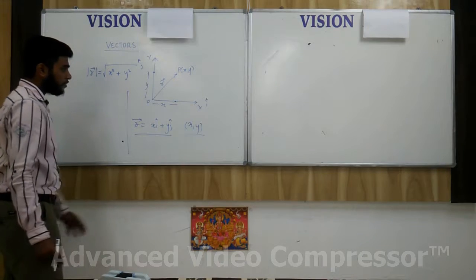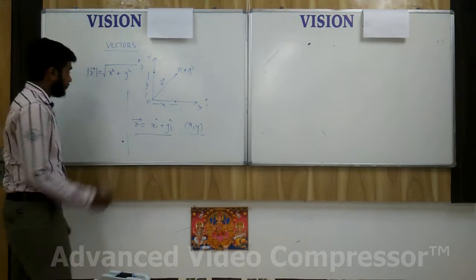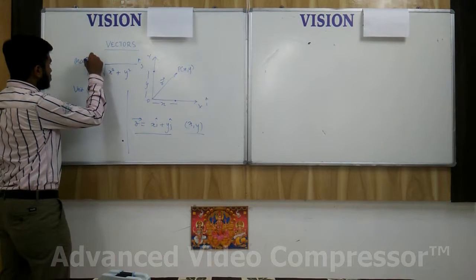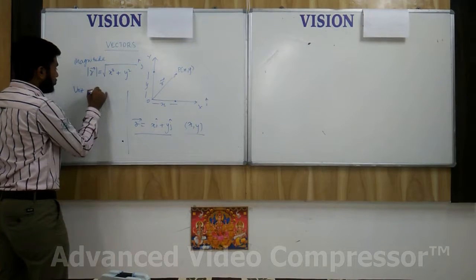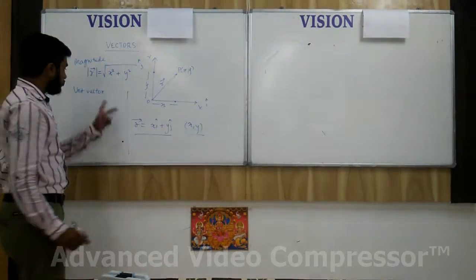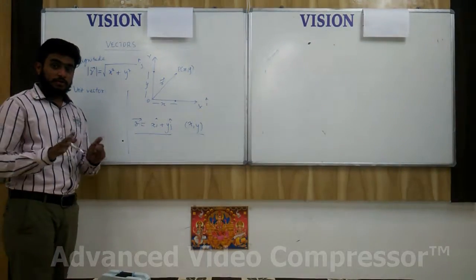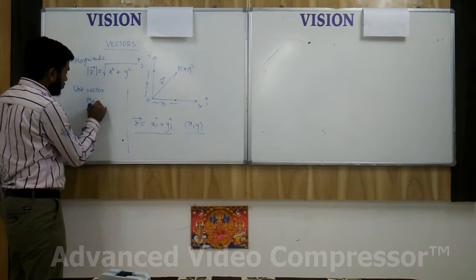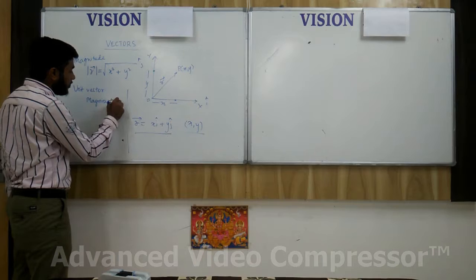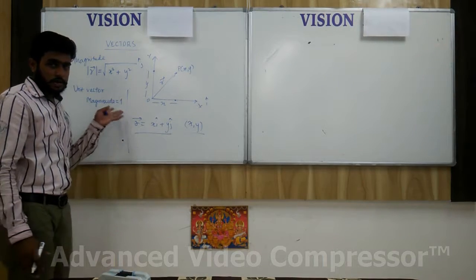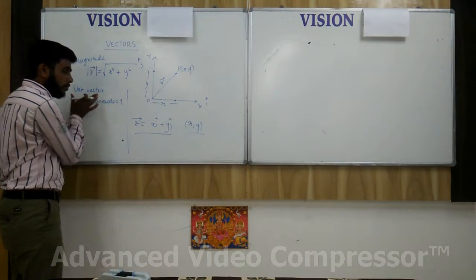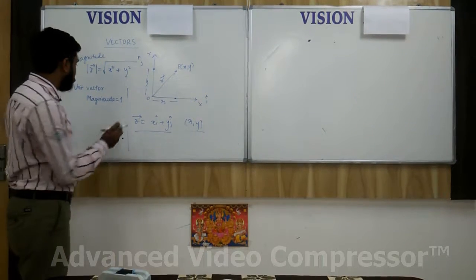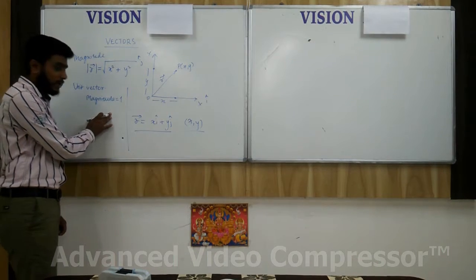Now the question arises, what are these unit vectors? Unit vectors are those vectors in which the magnitude is 1. That's why we call it a unit vector. The magnitude is 1, that is, unity, and the sole requirement of specifying a unit vector is the direction, because it specifies the direction of the vector.